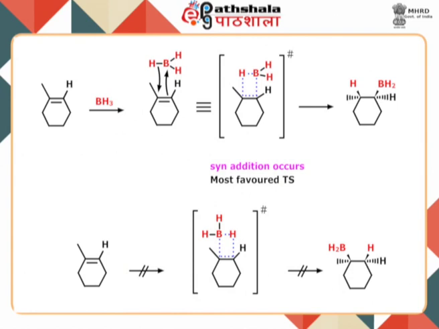Another thing to notice here is that the addition of H and BH2 happens in such a way that the BH2 component adds to the carbon which is less substituted, and H goes to the carbon which is more substituted. So, the most favored transition state is as shown here and not the other way round, which would have led to the formation of BH2 addition on a more substituted carbon.